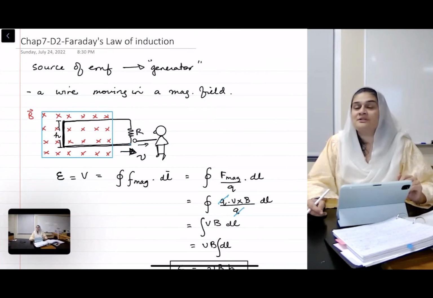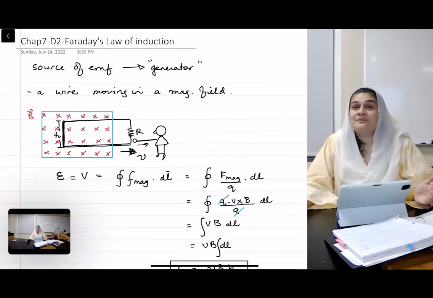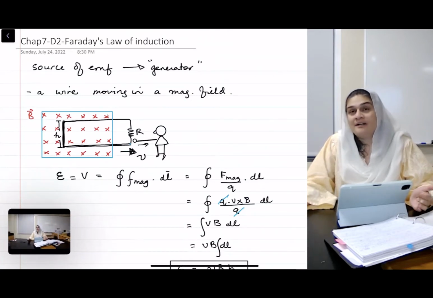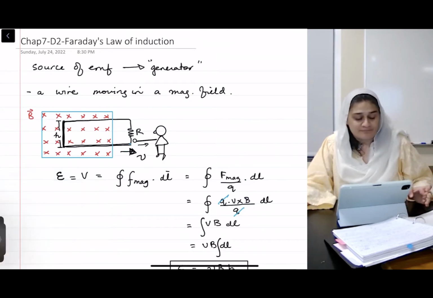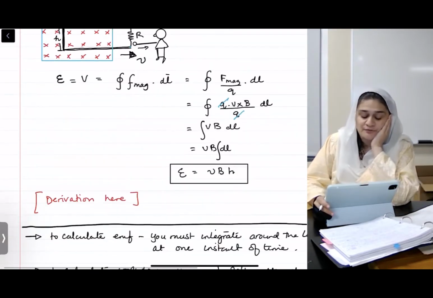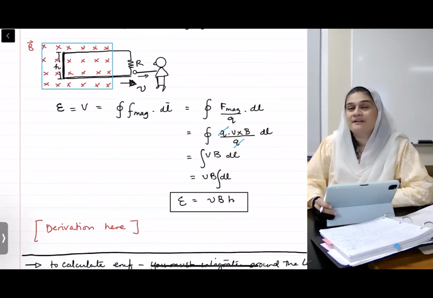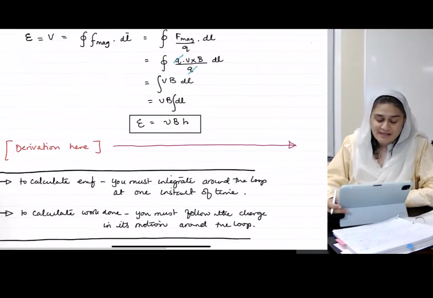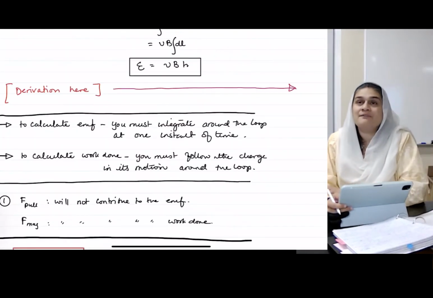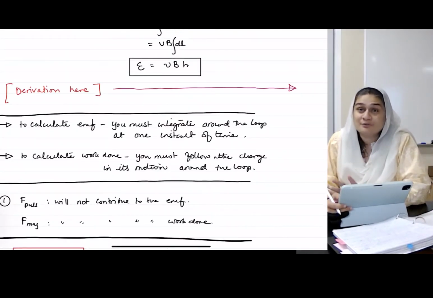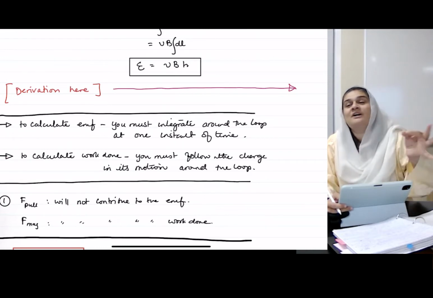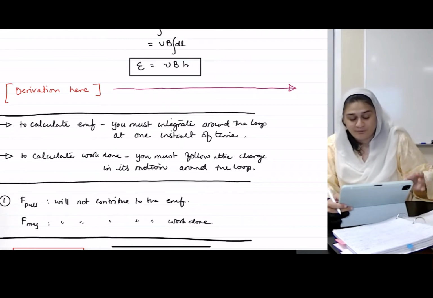Okay, so this is what we were talking about. We were talking about how to generate electricity, and we said that if we move a wire in a magnetic field, we developed this expression for EMF, which was velocity times magnetic field times the distance h that the electrons move. Then we said that in order to calculate the EMF, you must integrate around the loop. And in order to calculate the work done, you follow one charge as it moves around the hoop.